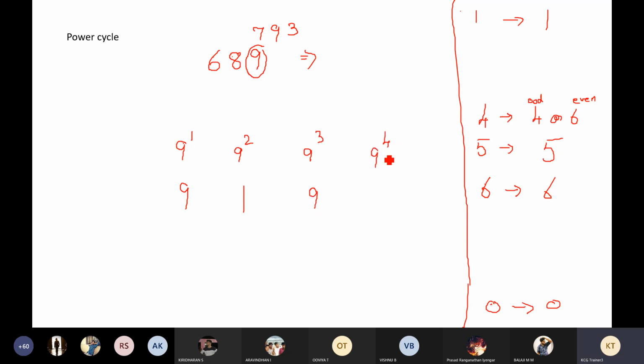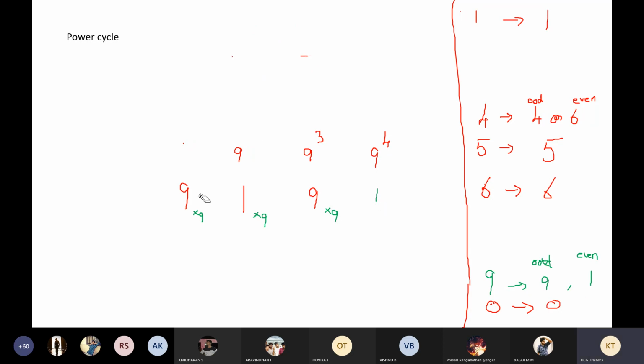So 9 power 4, I don't know the value of 9 power 4. You don't have to worry about that at all. Instead, what I would suggest is multiply 9 with this one. You get 81, 1. Multiply 9 with 1. 9 ones are 9. You get 9. Again, multiply 9 with this one, 81, 1. So this is how it is going to go on. Which means, if the last digit is 9 and the power value is odd, then it is 9. If the power value is even, then the last digit is 1. Clear? So far, finding out the last digit of these numbers is easy. Correct? But what about the other numbers?